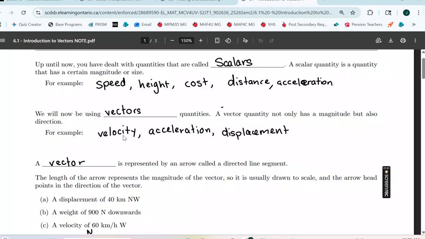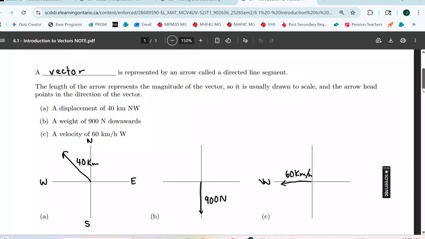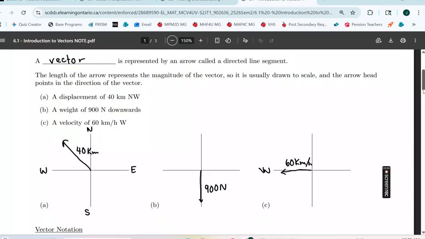So for example, acceleration as a scalar, my speed could be increasing at 3 meters per second squared. But my acceleration as a vector could be 3 meters per second squared going downwards. So a vector can be represented by an arrow called a directed line segment. Here are some examples of vectors.